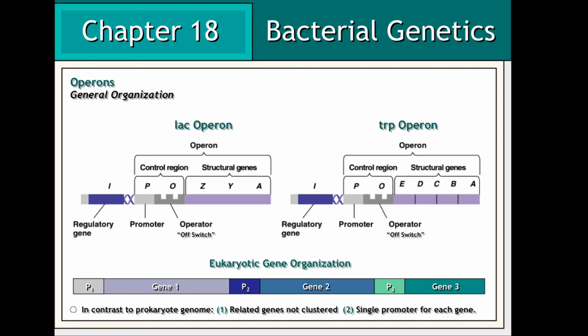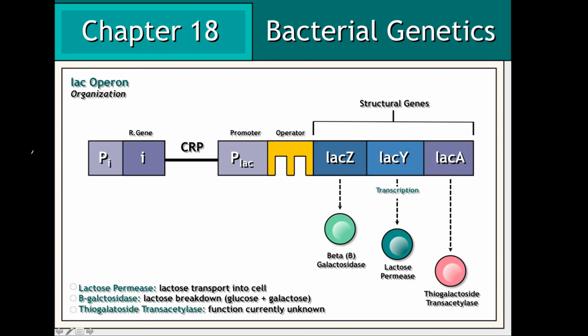The two operons that we'll be taking a look at in this chapter are the Lac and the Trp operon. The Lac operon functions in the metabolism of the sugar lactose, whereas the Trp operon functions in the synthesis of the amino acid tryptophan. Here we can see the organization of the Lac operon. Like other operons, it is associated with a regulatory gene, an additional regulatory site, a promoter, an operator, and a host of structural genes.